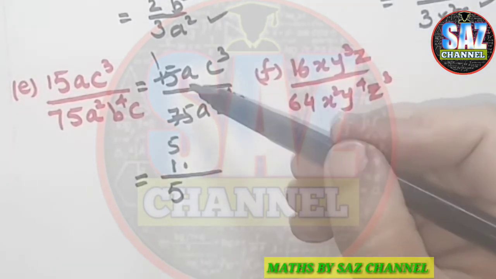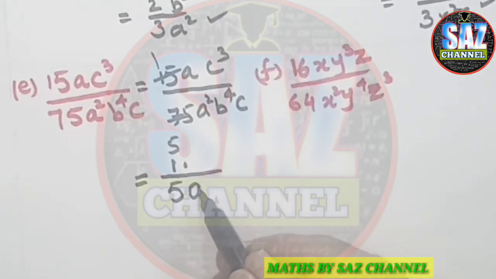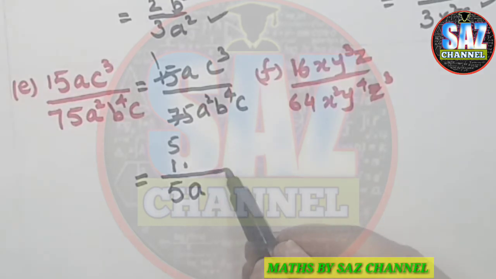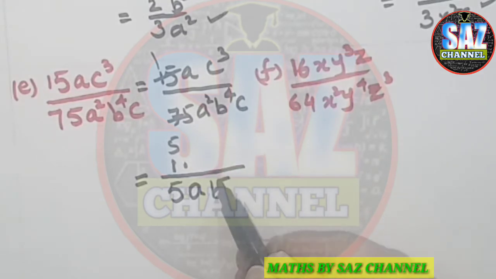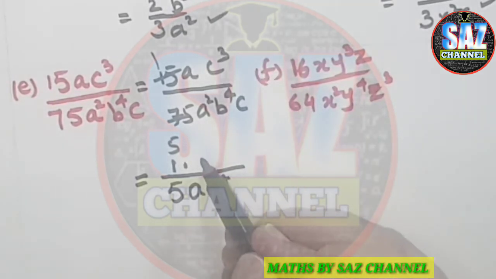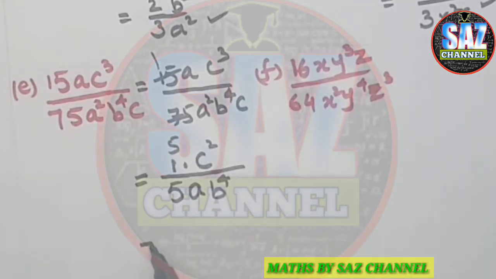Coming to the a terms, we have a upon a square. So according to the quotient law of indices, it will become a^(2-1), that will be a. Looking at the b terms, we do not have any value of b in the numerator, so b^4 will be coming as it is. Coming to the c values, c cube upon c, according to the quotient law of indices, will be c^(3-2), c square. Whenever we multiply any number by 1, the answer is the same number. So the answer is c square upon 5 a b^4. I hope these questions are really easy.